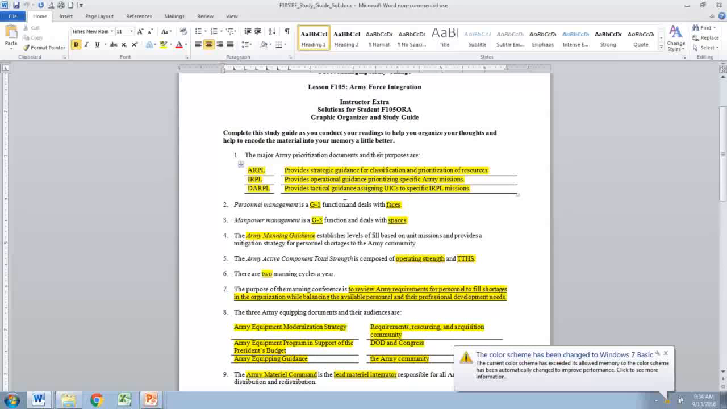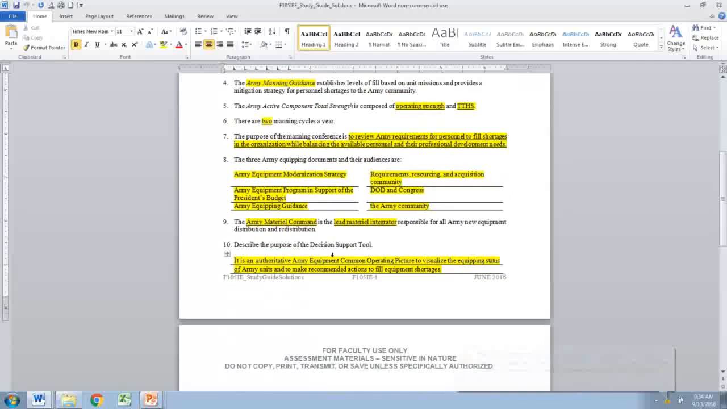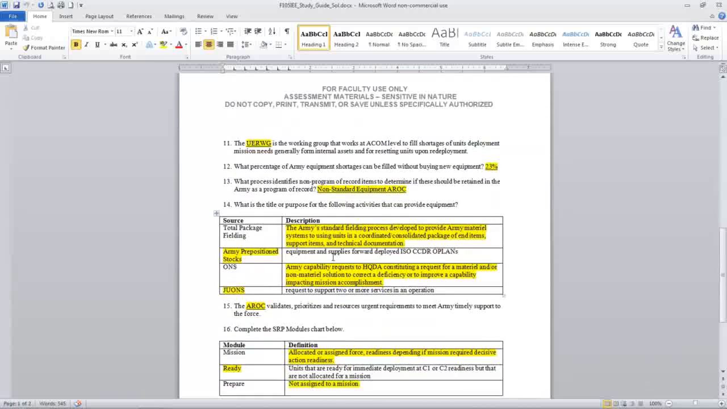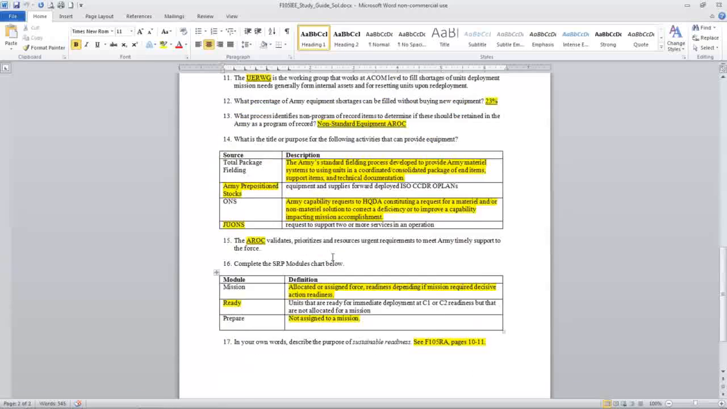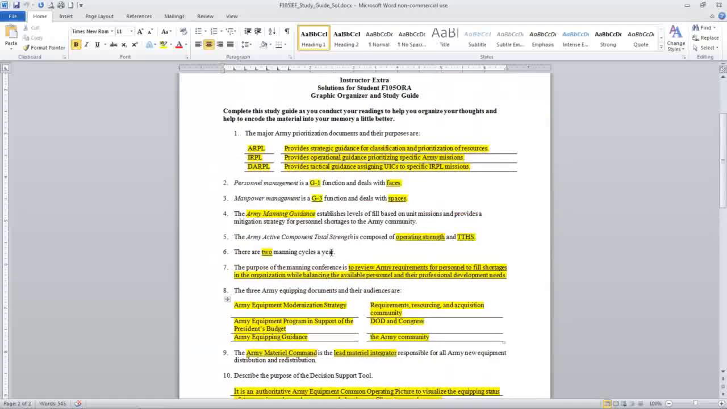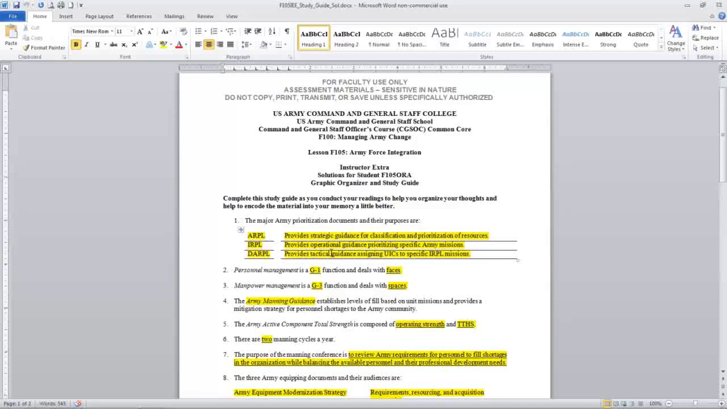Everything you see in yellow is the answer guide that you can provide the students after the class. But you see where the blanks are. They just read right through it and answer the questions as they go through their reading. And it helps them encode the material into their schematic memory as just another modality to help learn.